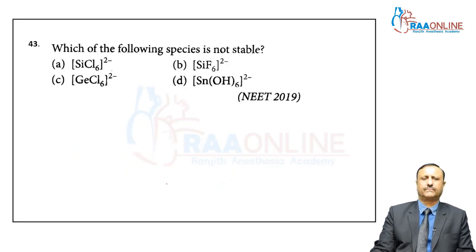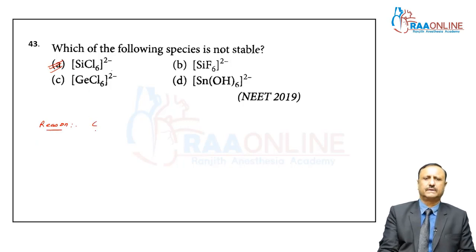Now, we can see here question number 43, which of the following species is not stable? This question was also asked, my dear students, in NEET 2019. Here the species that is not stable, the answer is A. Why, my dear students? What is the reason? It is not stable. The reason is that silicon is a third period element, so, my dear students, the coordination number is not more than 4, and here SiCl6 has coordination number 6.